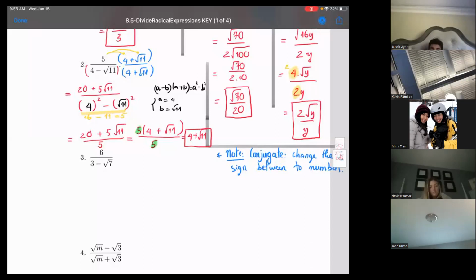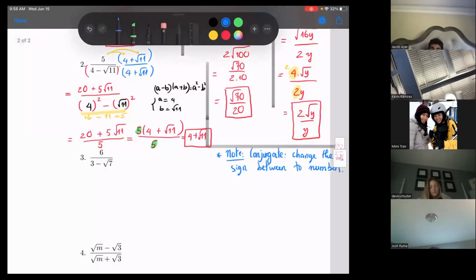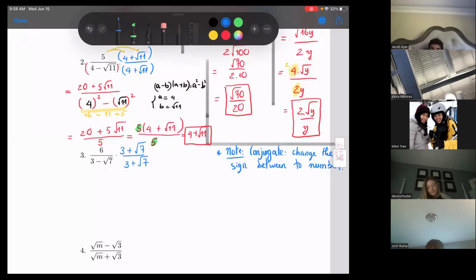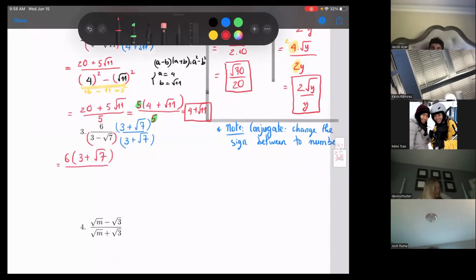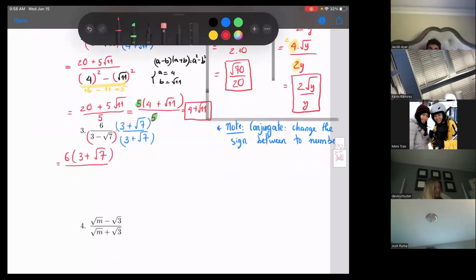All right, so you multiply the top and bottom by 3 plus root 7. To do this step, I'll give you 1 point. Put parentheses around it. And then the top, I'll leave it like that for now: 6 times 3 plus root 7. The bottom, you're going to use the difference of two squares. So it'll be 3 squared minus root 7 squared.